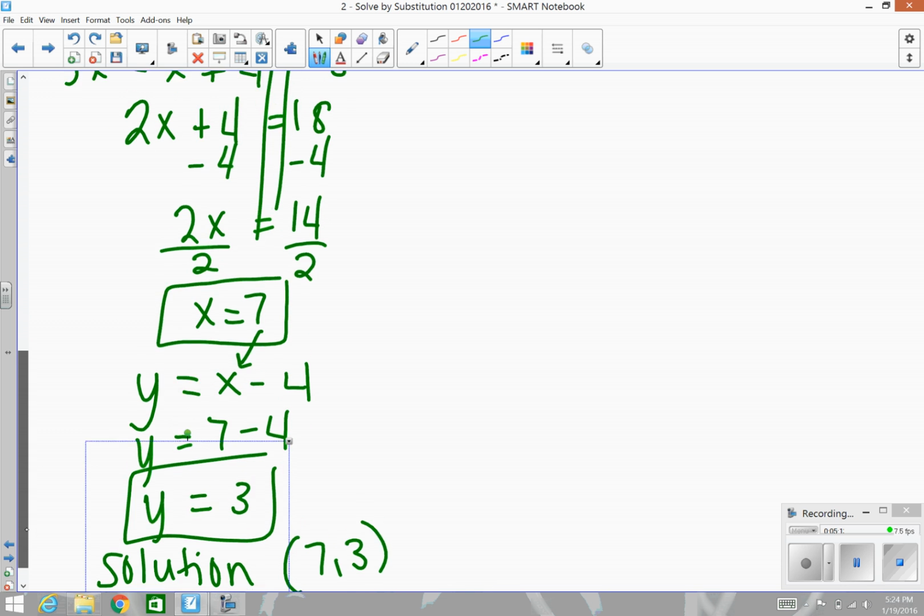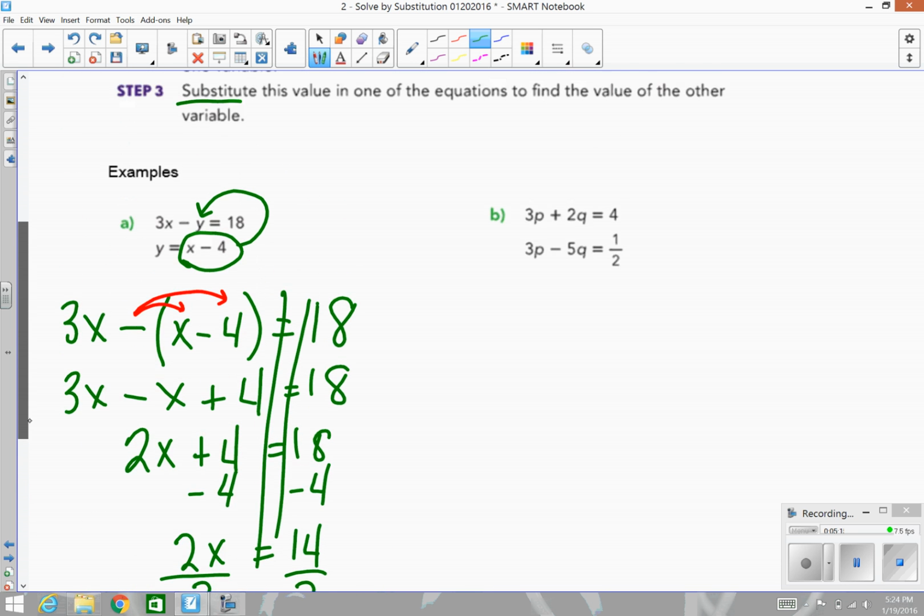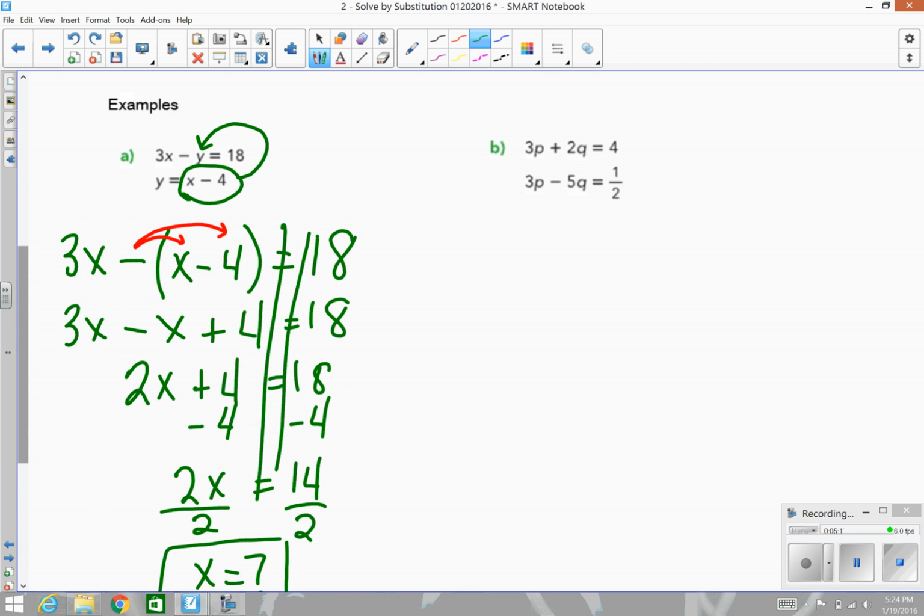Go ahead and pause if you need to, and then we're going to go over example B, which is a little bit yuckier, but we can still get through it.